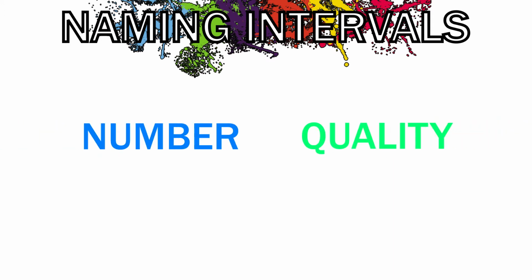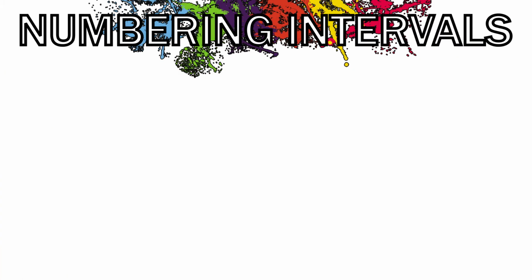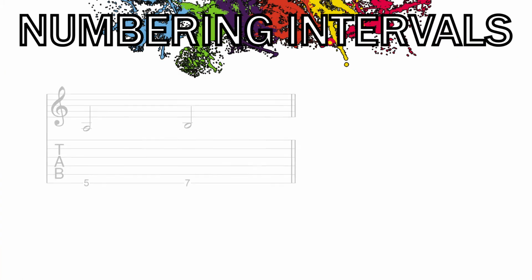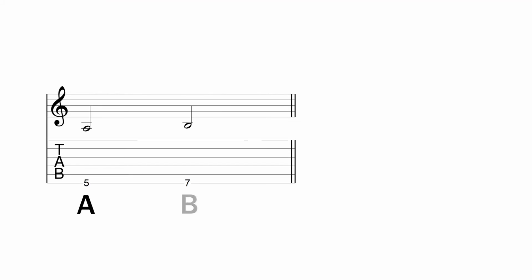We name intervals in two parts, a number and a quality. This is where it can get confusing, so I'll keep it as simple as possible. If you're not familiar with note names, it might help to watch my video explaining how note names work. It will make it easier to understand intervals. We number intervals from how many note letters it covers. For example, if we have an interval with the notes A and B, that's 2 letters, so we call that a second. If the interval is A and C, that covers 3 letters, so we call it a third.